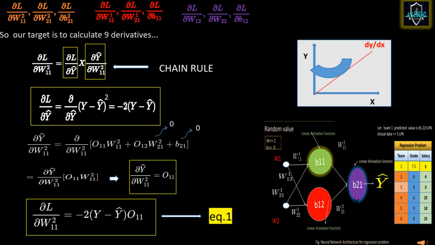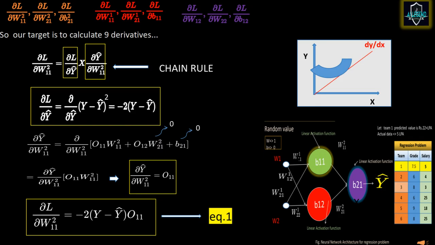This differentiation is very easy as W211 appears in only one term, that is O11 and W211. The other terms will be 0. So what we are getting here, ∂/∂W211 of O11 W211, the result will be O11. W211 will cancel and give 1 after differentiating.